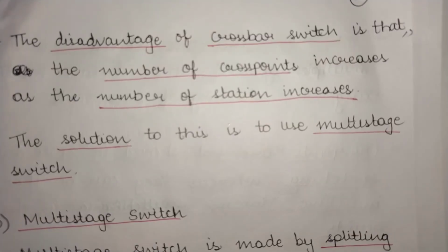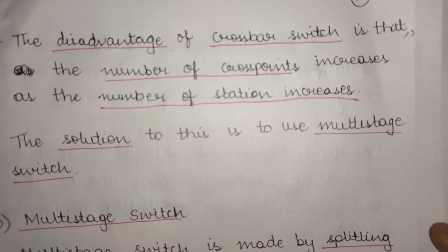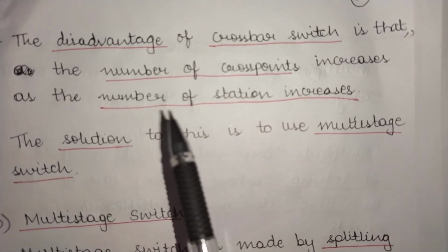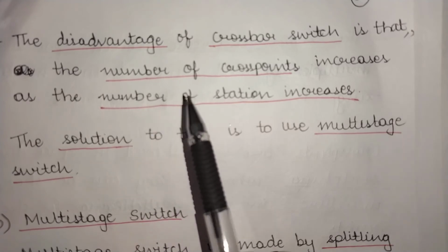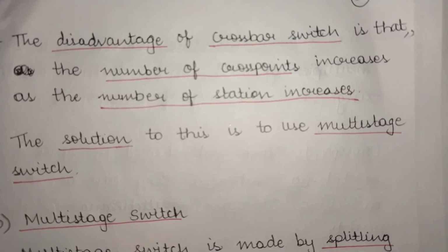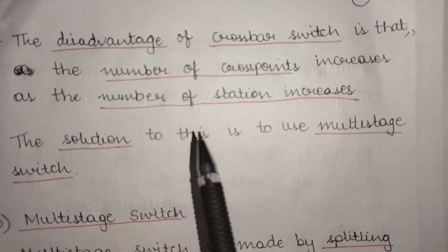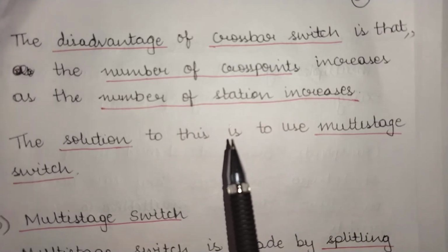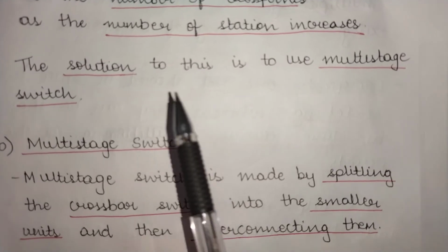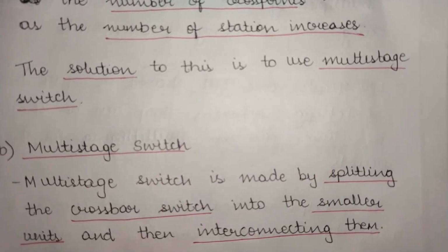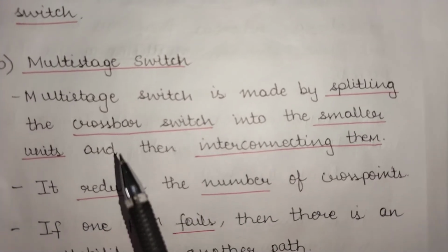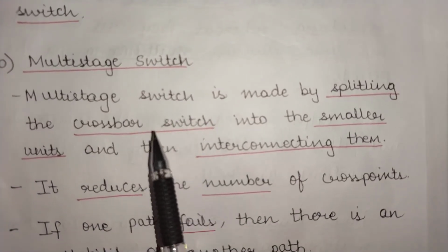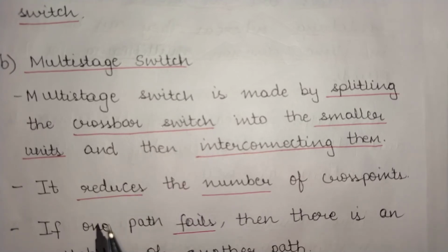Now, as we know, everything has its pros and cons. The disadvantage of a crossbar switch is that the number of cross points increases as the number of stations increases. That means more stations, more cross points, which will increase its complexity. So the solution to this is to use multi-stage switches. What are multi-stage switches? A multi-stage switch is made by splitting the crossbar switch. The same crossbar switch which we just talked about is split into smaller units.